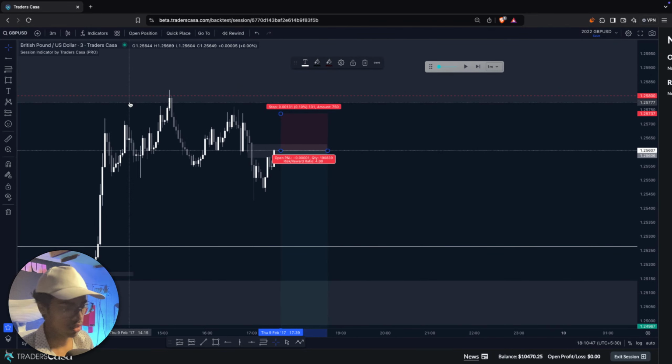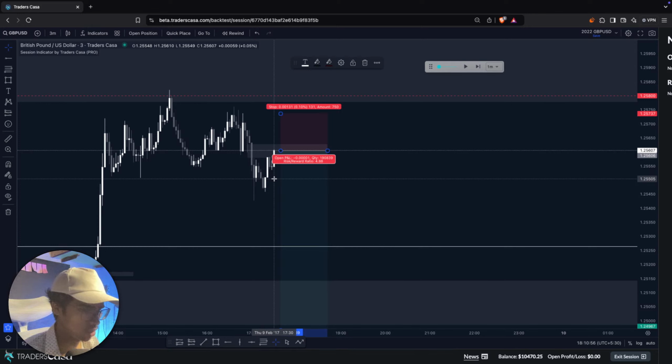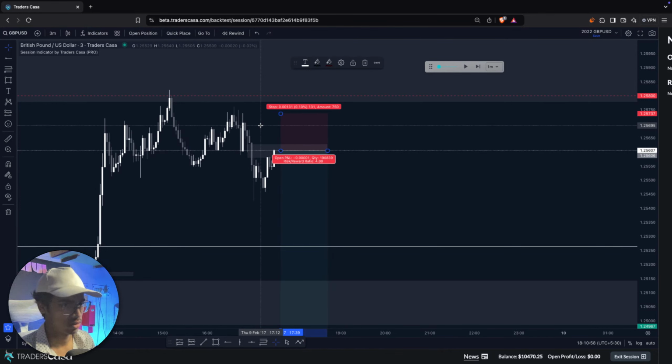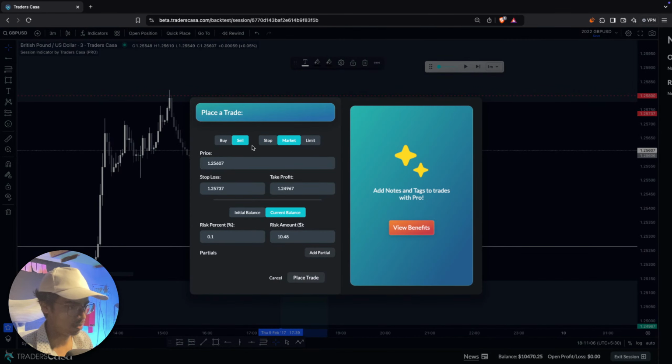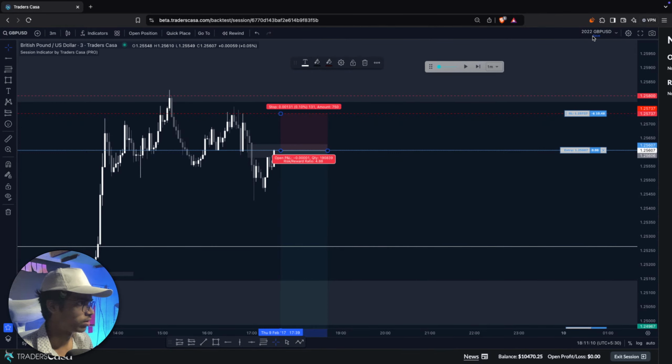This will be the last trade of the week, and I'll wait for the next. It is Thursday, right? So the next day will be Friday, and I'll avoid trading on Friday. So, open position, all day market, selling, current balance 0.1, done, place trade, save it.